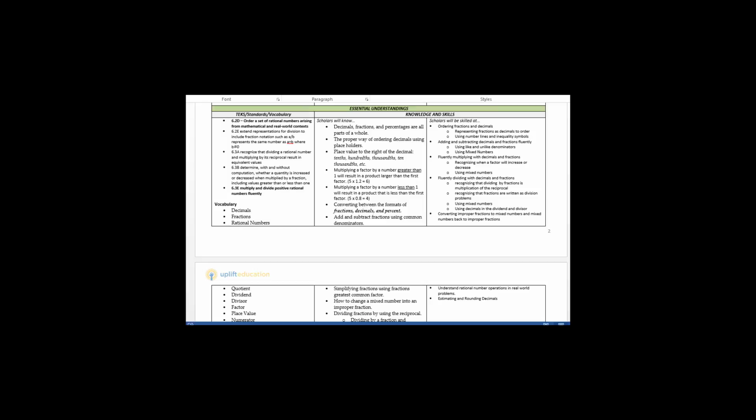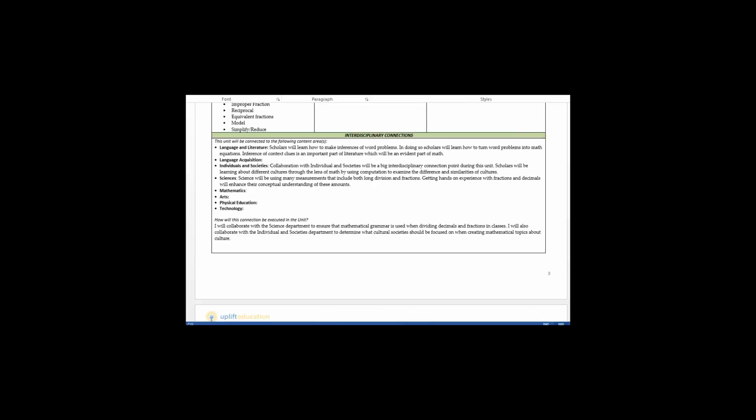The scholars will know and scholars will be skilled at portion are the day-to-day things that we want scholars to know and be able to articulate at the end of the unit. The skills that scholars will need to know in Unit 3 are transferable throughout the rest of the school year. These skills also show up in Unit 4, proportional relationships, and also Unit 5.